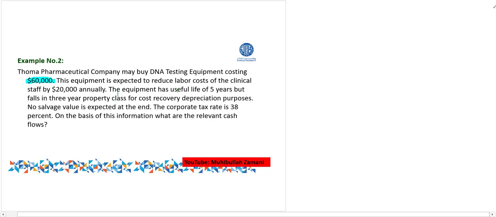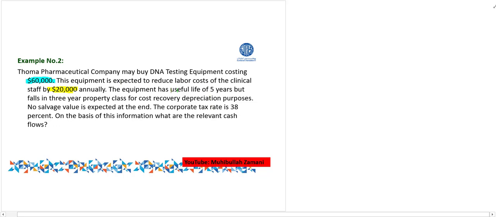Point number two that we need is this one. This equipment is expected to reduce the labor cost by how much? To reduce the labor cost by 20,000, right? So labor cost decreases by how much? By 20,000. So it is a decrease in the cost by 20,000. The second point, which is important.